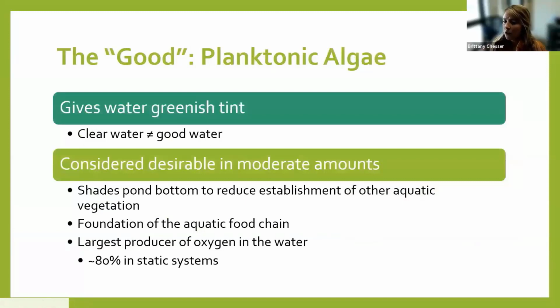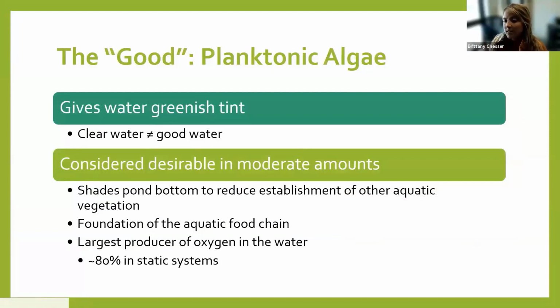Planktonic algae are also known as phytoplankton, and they're what actually gives the water that greenish tint that you see. Remember, clear water isn't always an indicator of healthy or good water. Water chemistry and water quality can't be visually made. So keep that in mind. Clear water does not equal good.